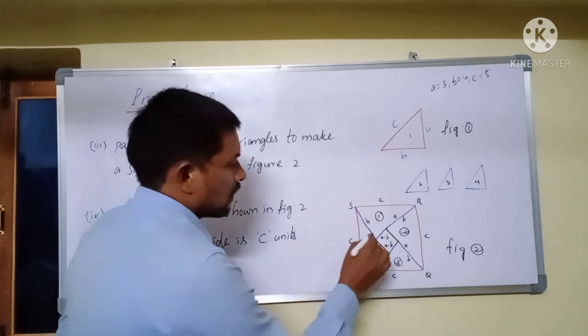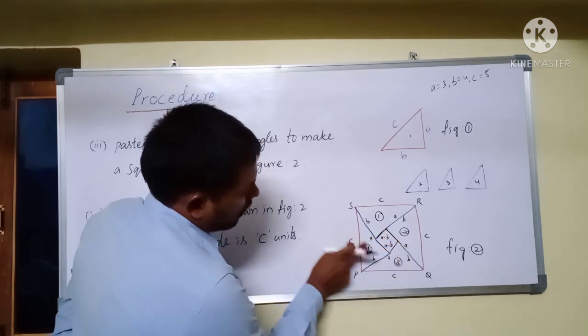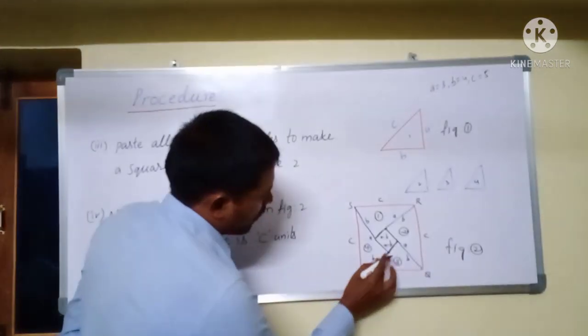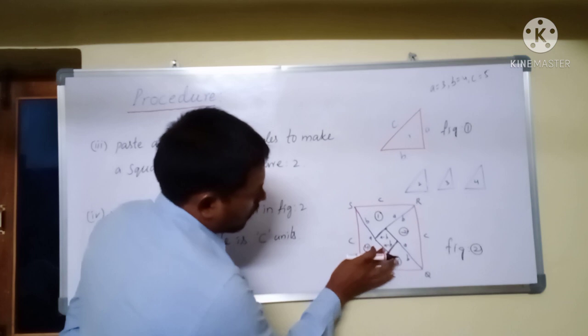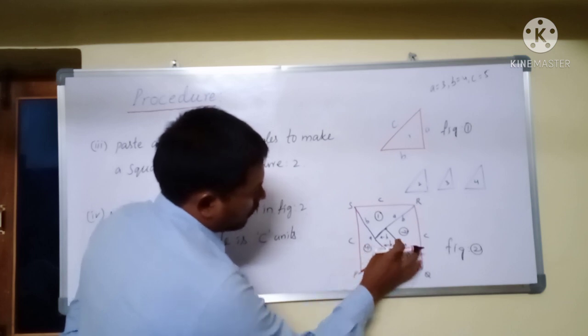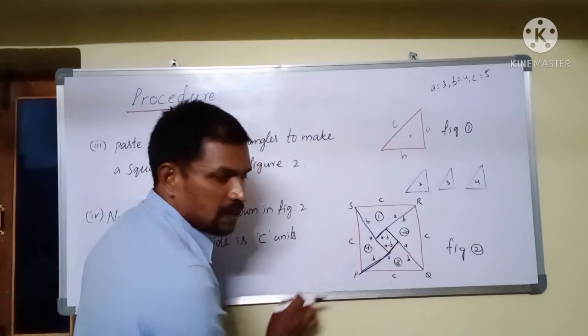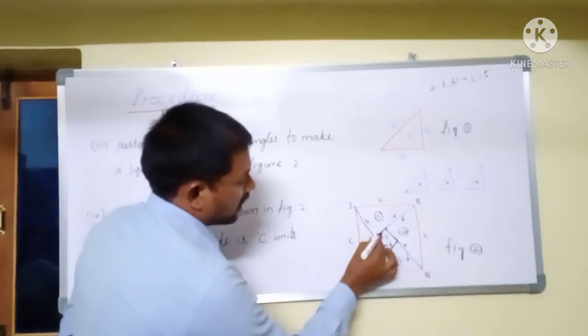So here some special part is there. See, from here to here, this complete length is B units. Okay, now. So this is B units. From that, up to here is A units. So A minus B, subtracting B from A. So there is a small square part here.